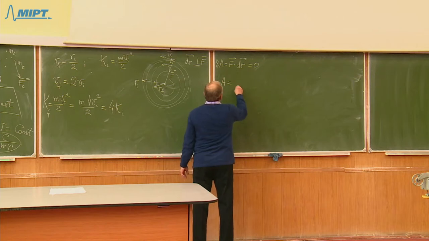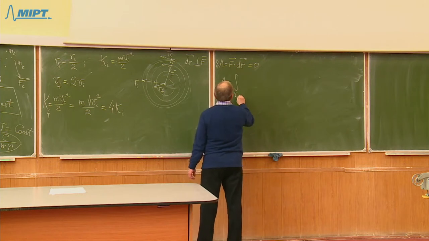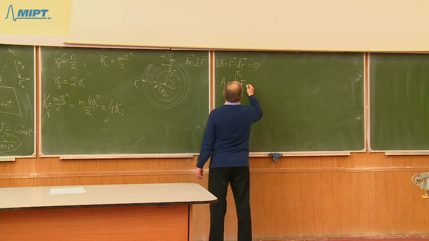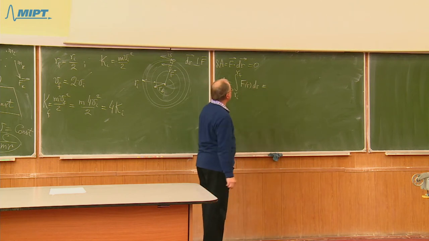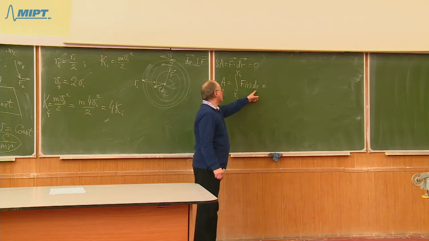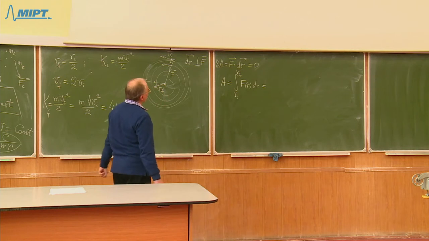So the work performed in this process, according to definition, will be an integral from the initial radius to final radius. And here is the force as a function of radius and dr. I don't consider the angle between these two vectors, because I believe that the motion is very small, very slow, and the spiral is very close to an ideal circle, so that the angle between them is very close to 90 degrees.